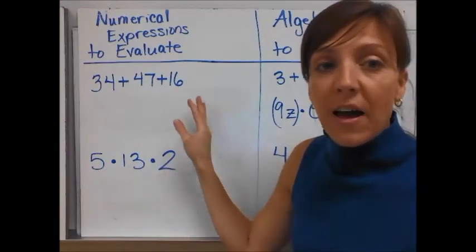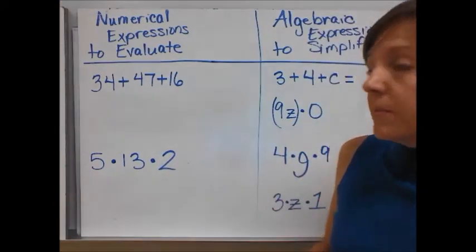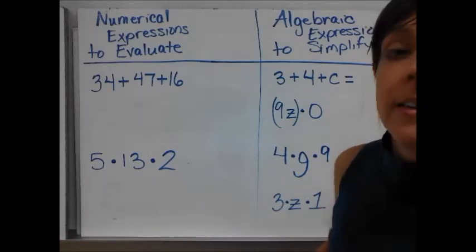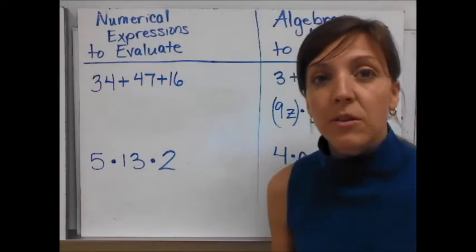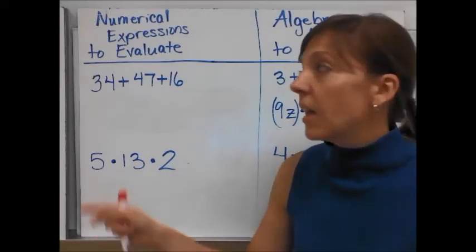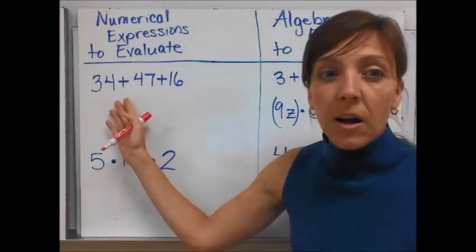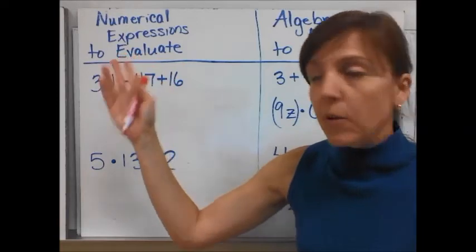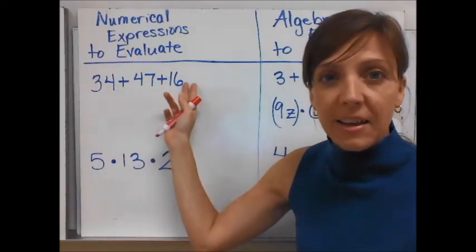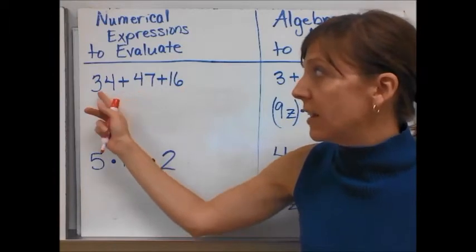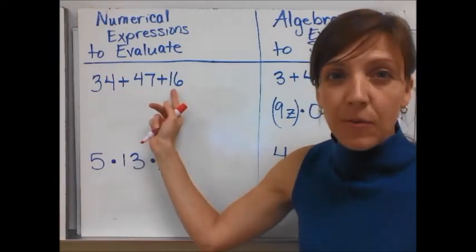Okay, let's evaluate some numerical expressions. Let's take 34 plus 47 plus 16. And let's look at a way that we could use a property to help us better solve this. I'm looking at it and thinking 34 plus 47, right off the top of my head, I can't add that quickly, but 34 plus 16, I can put the 6 and the 4 together, and that gives me another 10. And then 30 and 10 gives me 40.